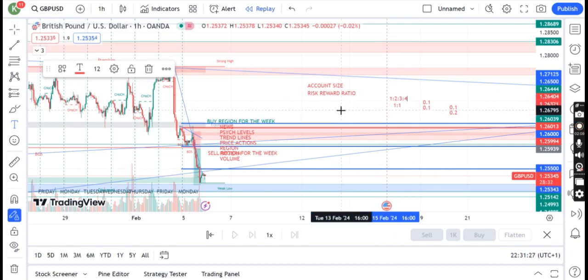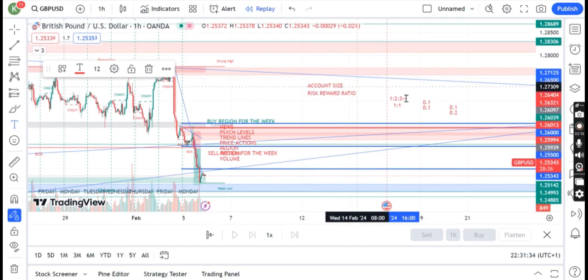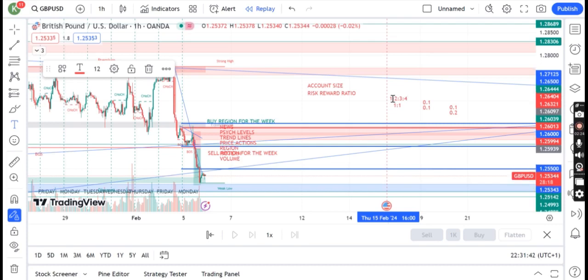That's why it's called risk to reward, or risk reward ratio. So the 1 here is your risk. So you risk small to get a bigger reward. Now, this is why it is important.